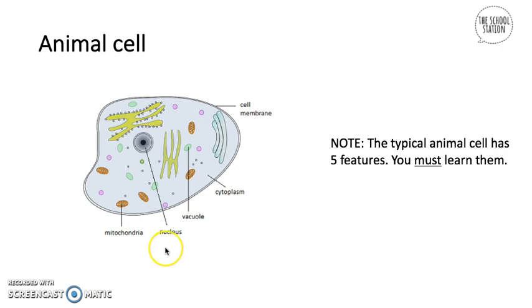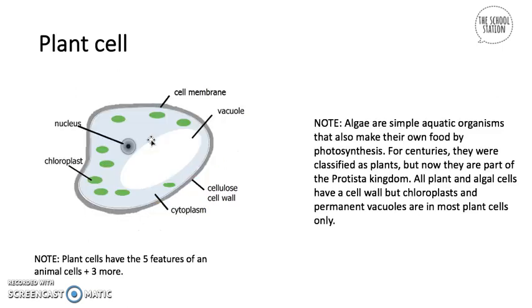And last of all, we also have ribosomes, which is this one over here. You may see them as little circles like these ones, but this is something that you might see more in the GCSEs. Ribosomes are where protein synthesis takes place, making all the proteins needed in the cell. So this is basically how the typical animal cell looks and what it has inside.